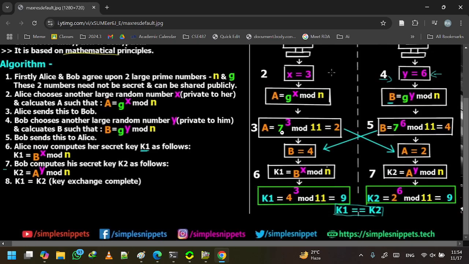So from the given values, we see that 7 to the power 3 mod 11 is 2, and 7 to the power 6 mod 11 is 4.